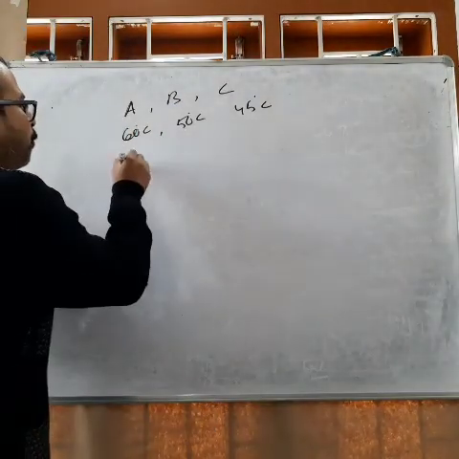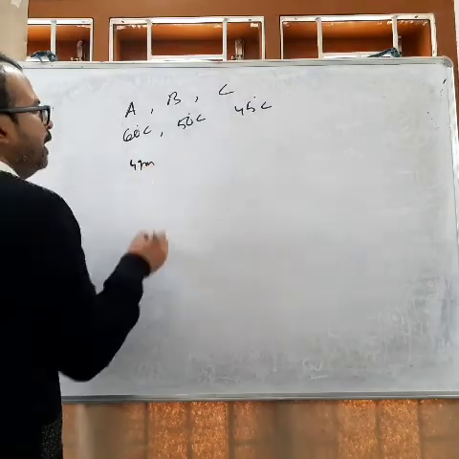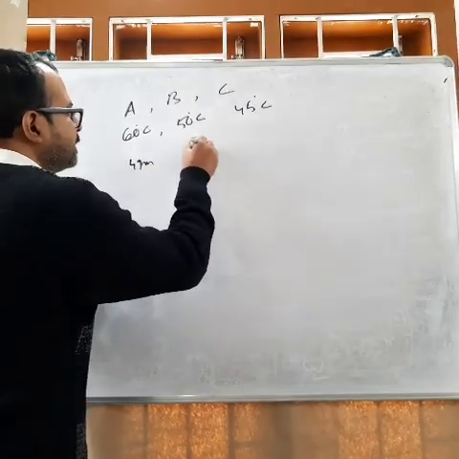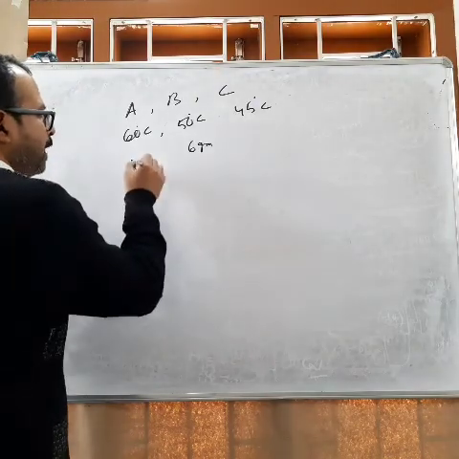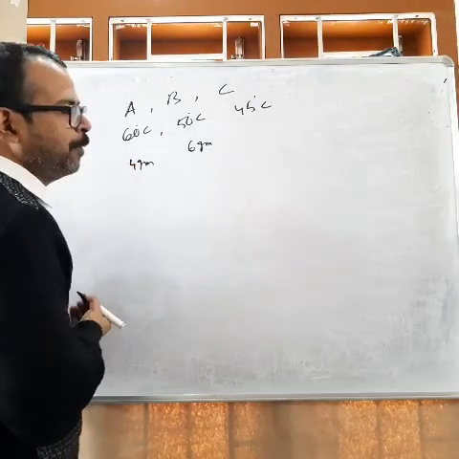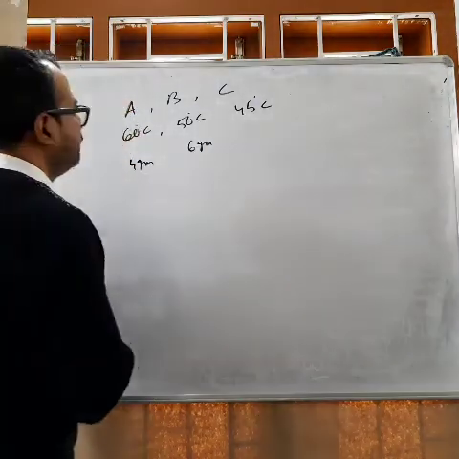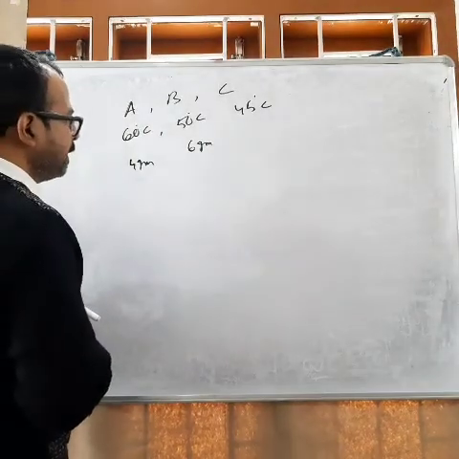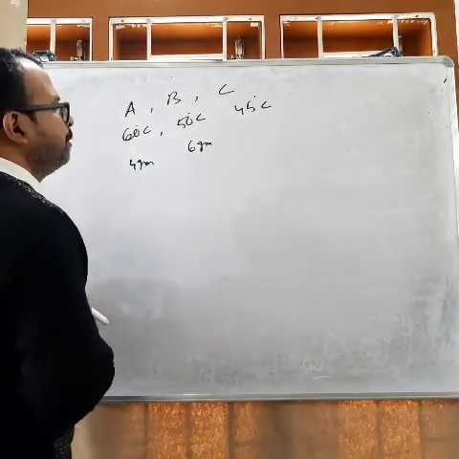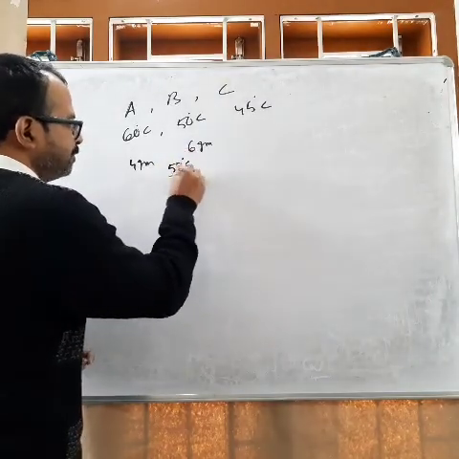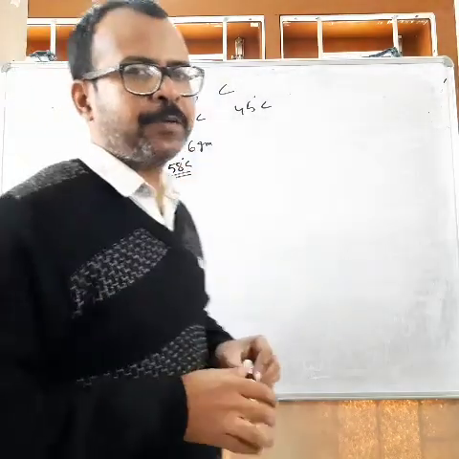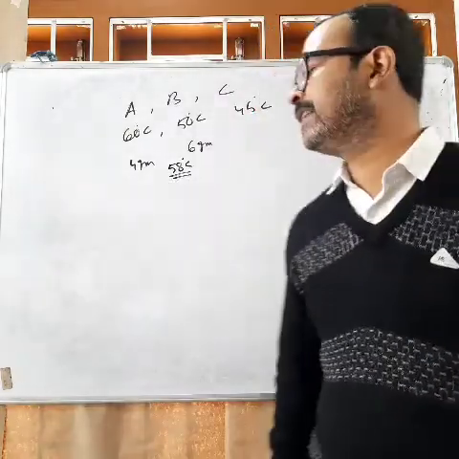If 4 gram of A is mixed with 6 gram of B, the temperature of the mixture becomes 58 degrees C.